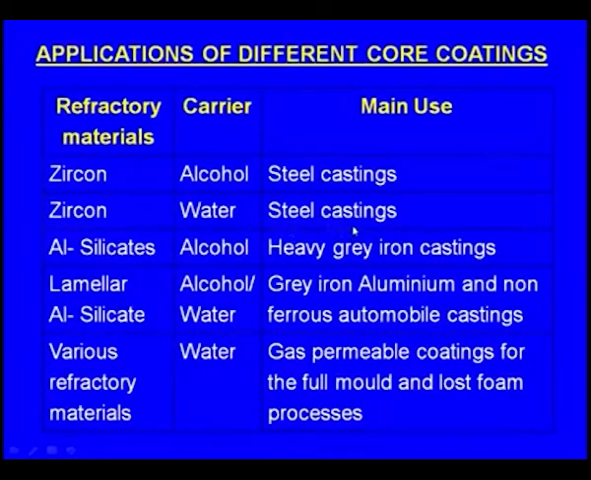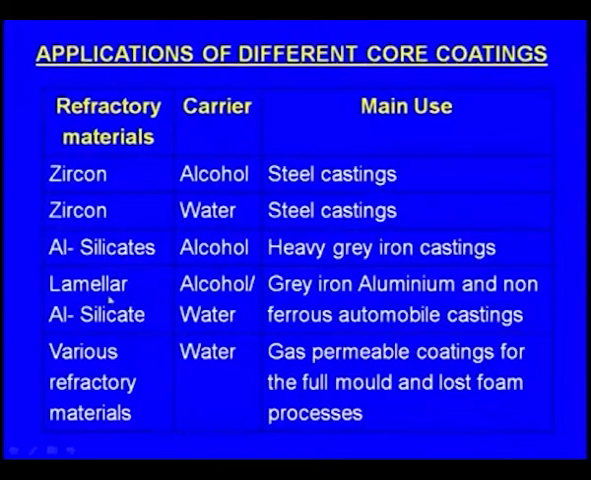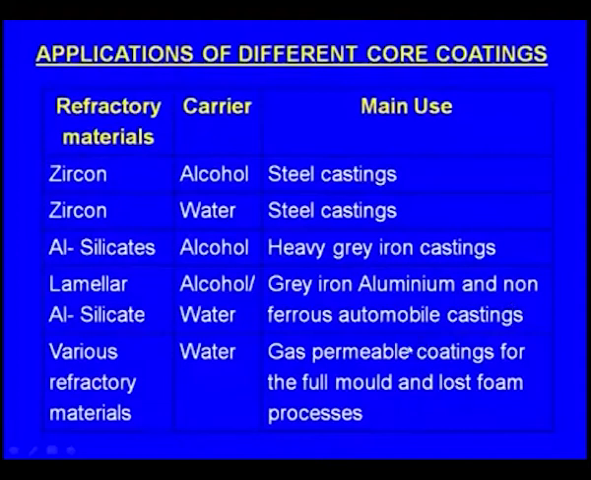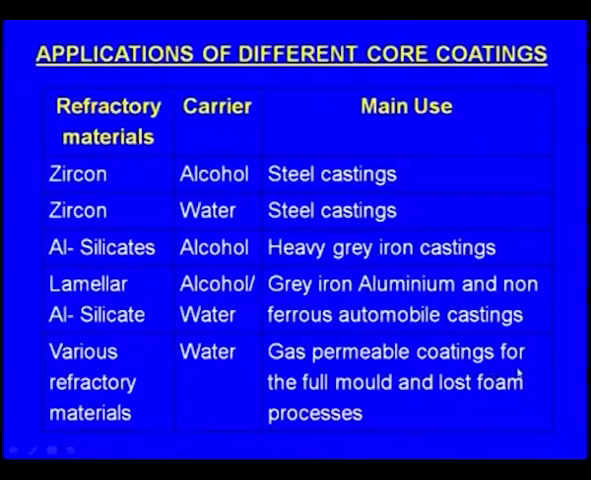Next one, aluminum mineral, when mixed with alcohol, is used for heavy grey iron castings. Next, there is another mineral, lamellar aluminum silicate, which when mixed with alcohol or water can be used for grey iron, aluminum and non-ferrous automobile castings. Next, various refractory materials can be mixed with water and used for gas permeable coatings for the full mould and lost foam process. So, these are the applications of different core coatings.